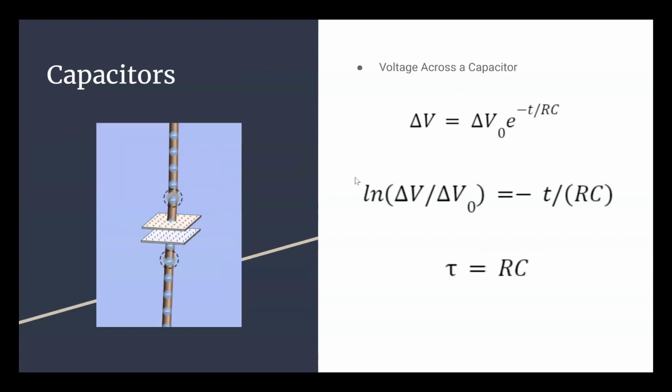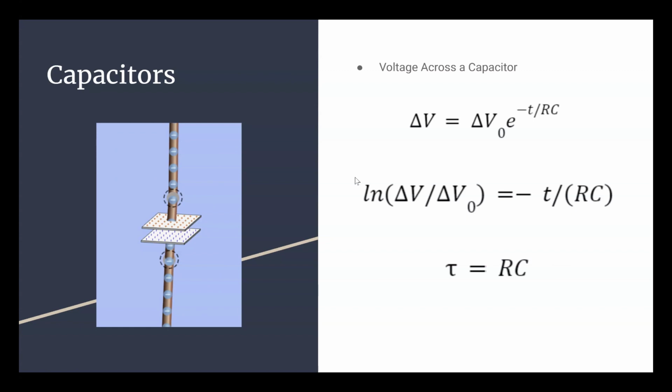Now, capacitors. While uncharged, the voltage of a capacitor is zero, and it has no resistance. However, as the charging process occurs, its voltage and resistance gradually increase until it acts like an infinite resistor in the circuit. Its voltage while discharging can be modeled by this equation, which can be linearized by isolating the exponential component and taking the natural log of the equation.